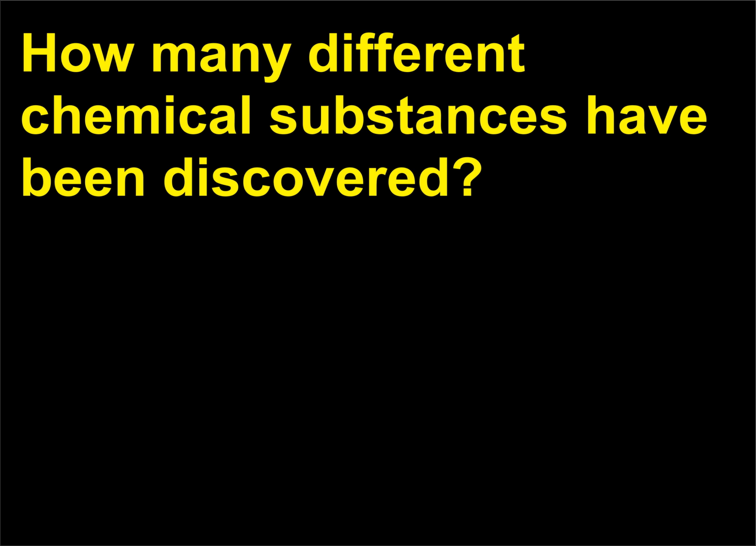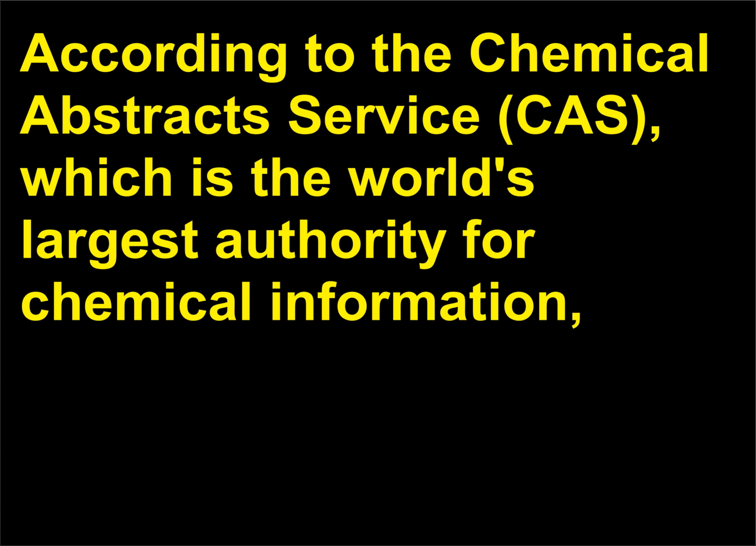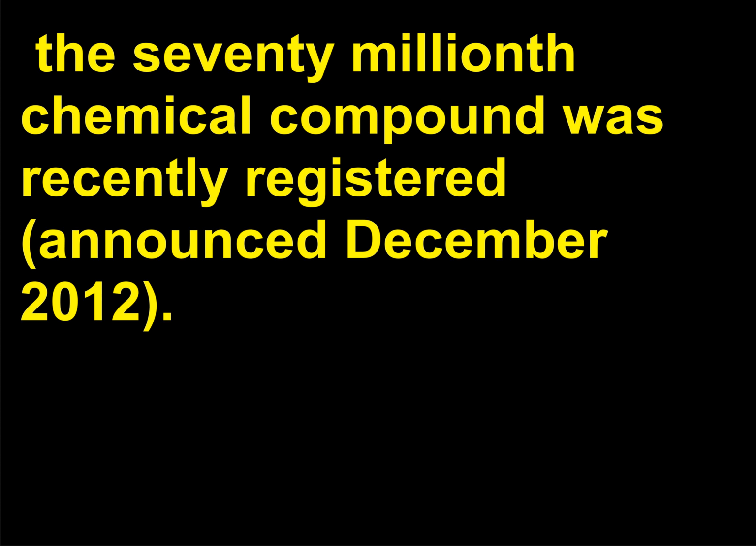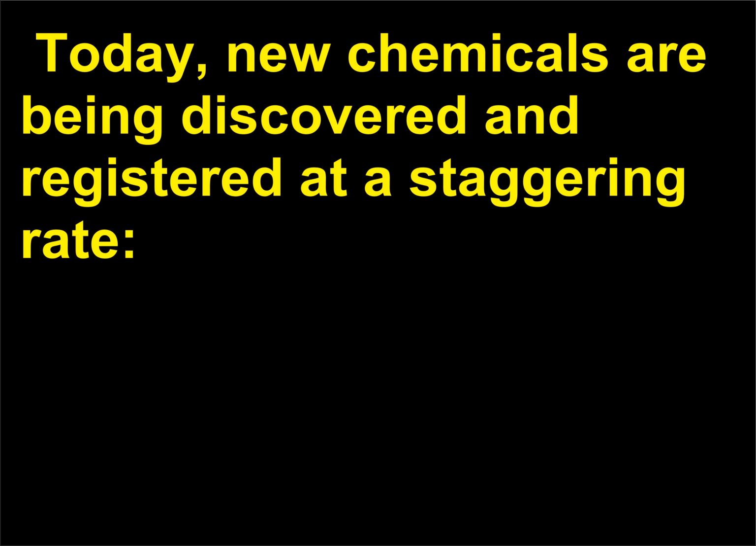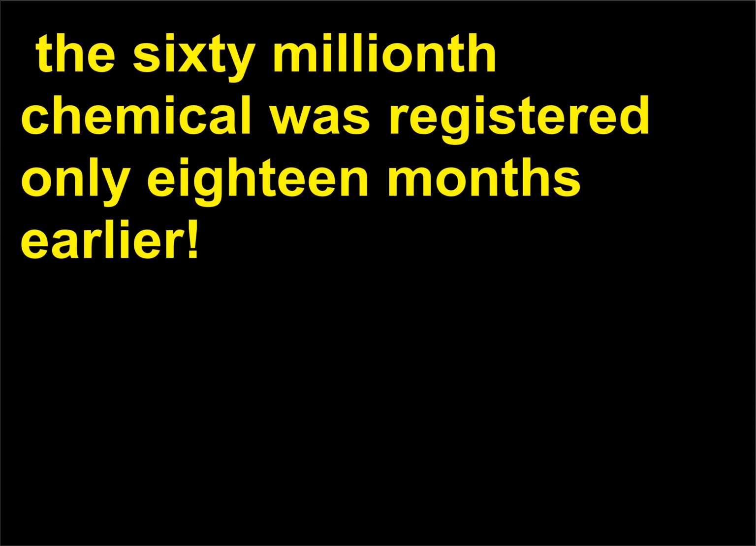How many different chemical substances have been discovered? According to the Chemical Abstracts Service, CAS, which is the world's largest authority for chemical information, the 70 millionth chemical compound was recently registered, announced December 2012. Today, new chemicals are being discovered and registered at a staggering rate. The 60 millionth chemical was registered only 18 months earlier.